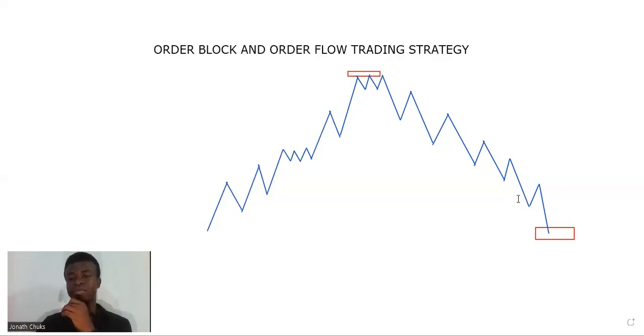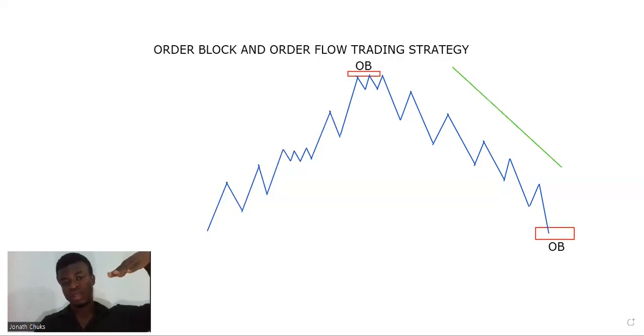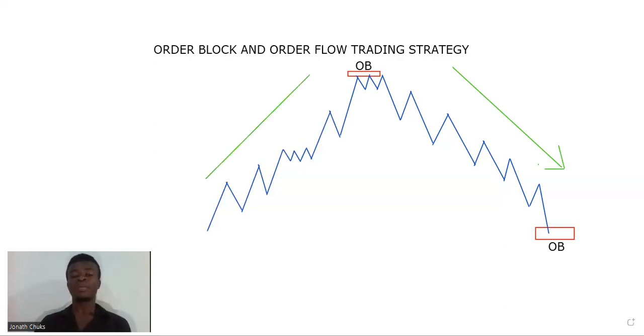Let me show you guys something. This is an order block, just like I've told you before. Those two points are order blocks, but the order flow is just the direction in which the order block is flowing. So this green arrow signifies the order flow. Do you understand? The order flow for an uptrend is here, while the order flow for a downtrend is exactly at this point. This one is the order flow.